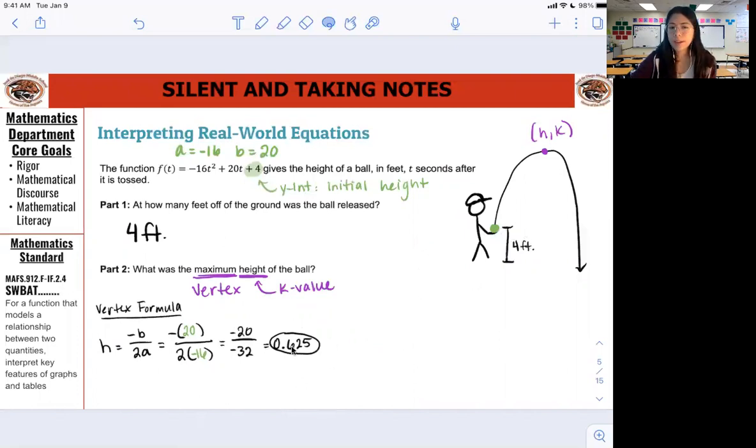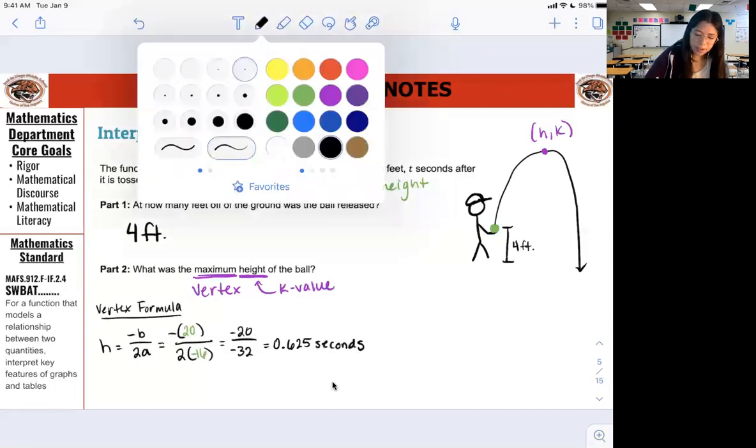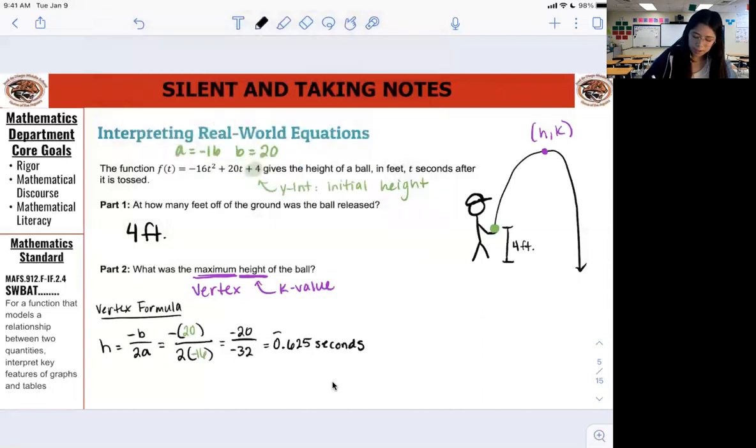Because remember, would that make any sense if this is the vertex? If this ball was only going 0.625 feet in the air, then maybe it was thrown by a toddler or someone really small. That ball would be doing this. So that wouldn't make any sense in this case. If you think about it, it's not feet, it's seconds. Okay, that's my h value. And now I have to take that number and plug it back into my original function equation. So let's go ahead and do that.